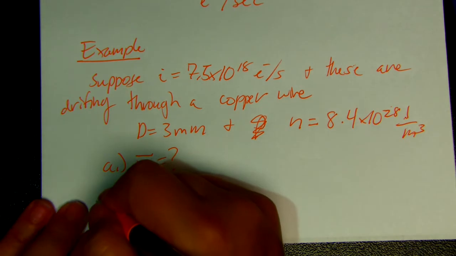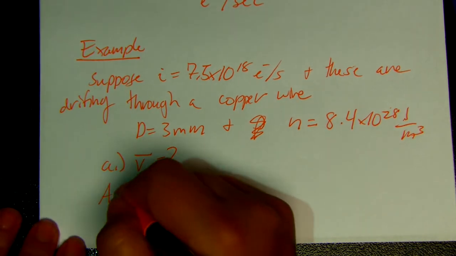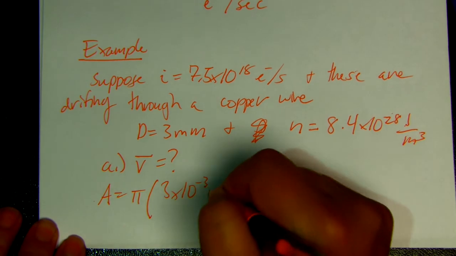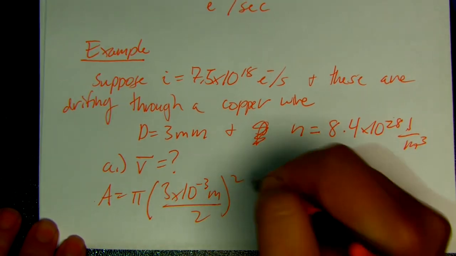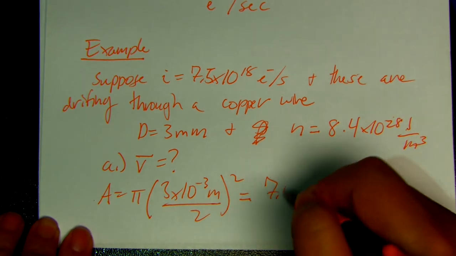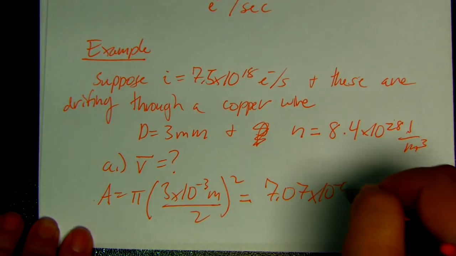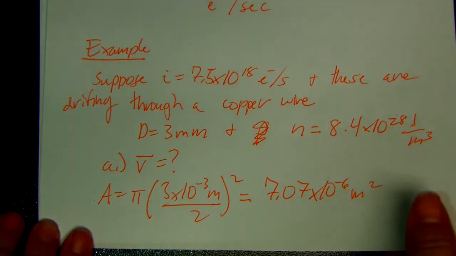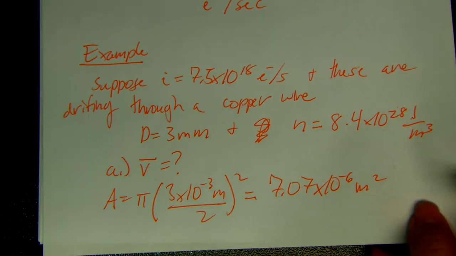Okay, so area is equal to pi times 3 times 10 to the minus 3 meters over 2, squared, which is 7.07 times 10 to the minus 6 meters squared. Expect to see small areas because wires are not very big. Okay, so we'll hold on to that value.